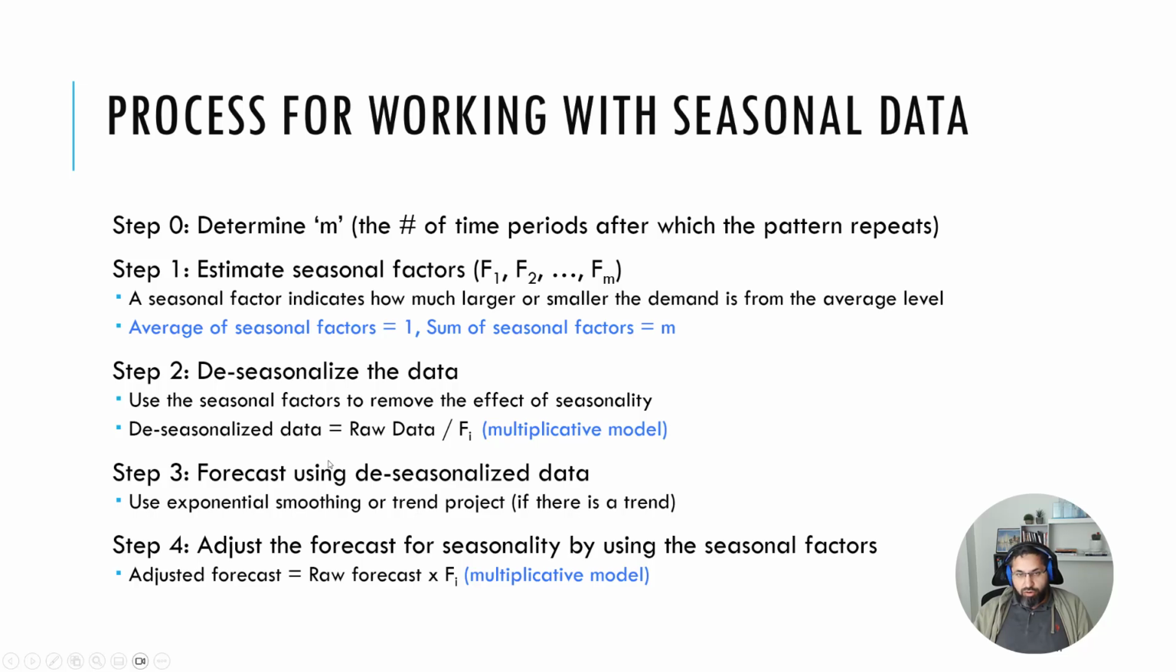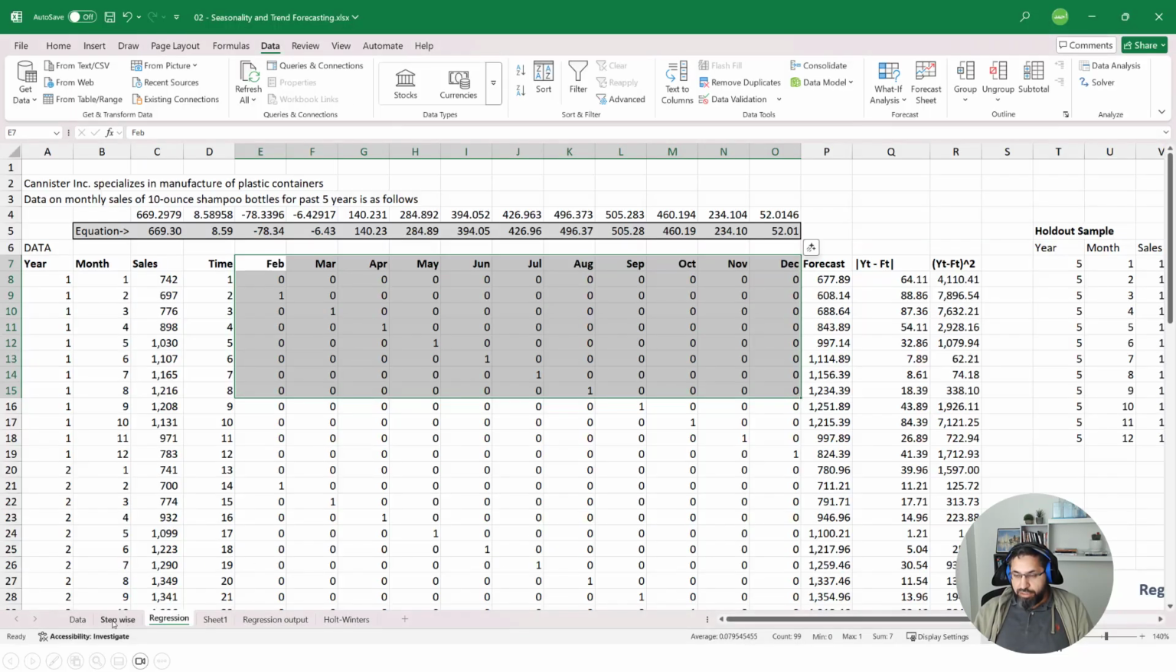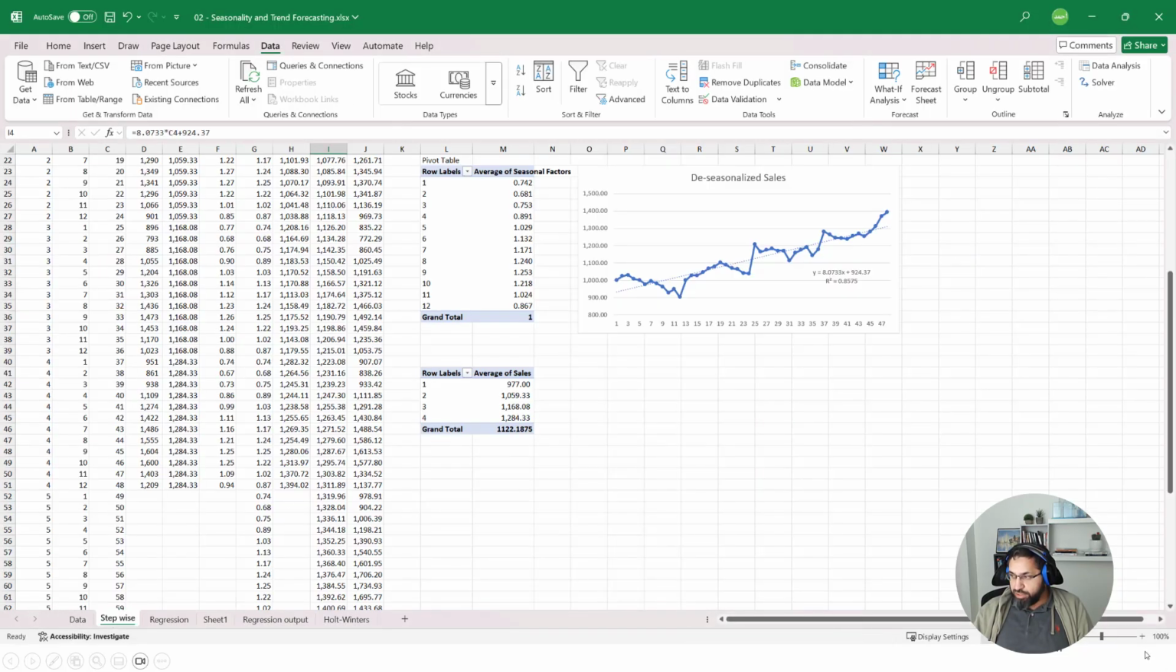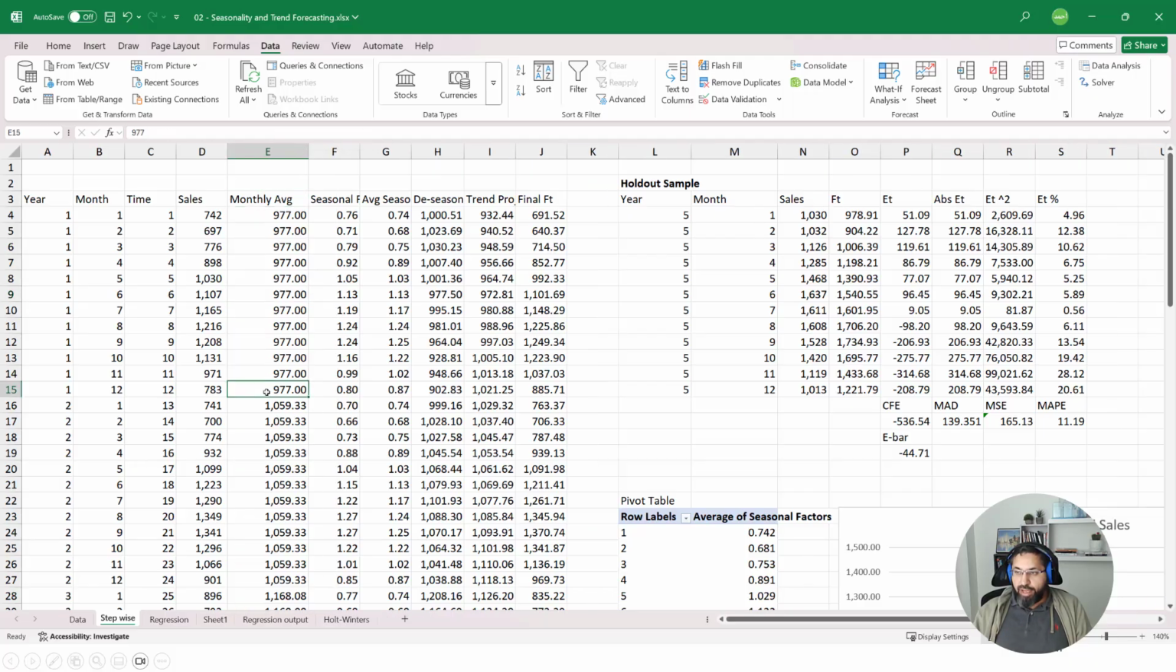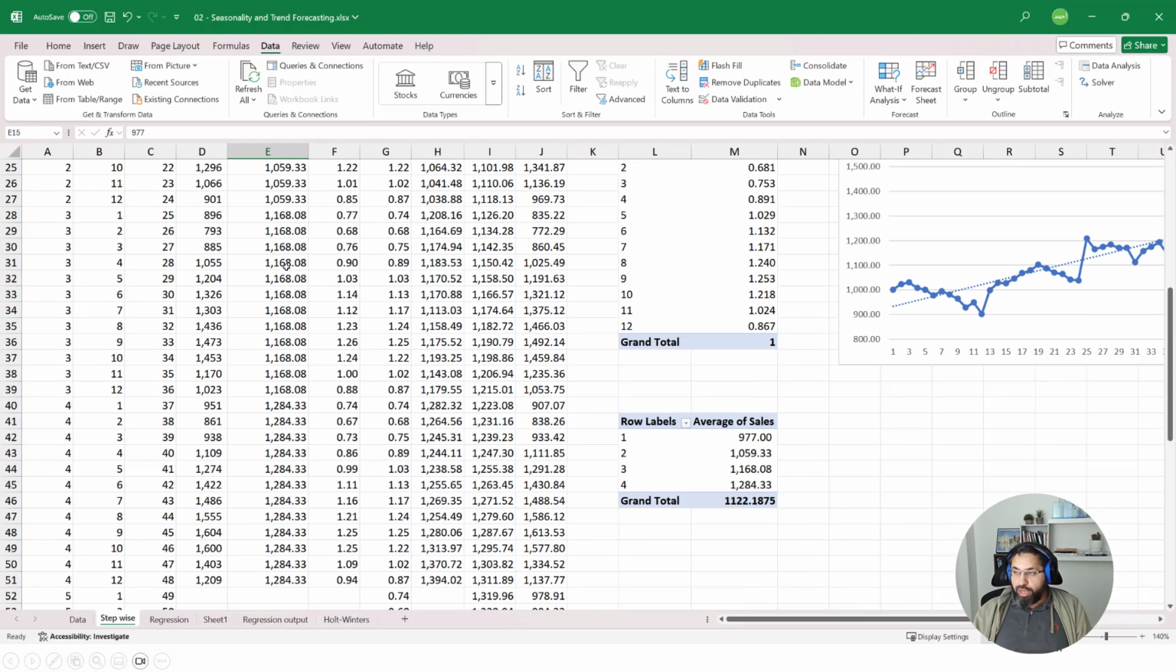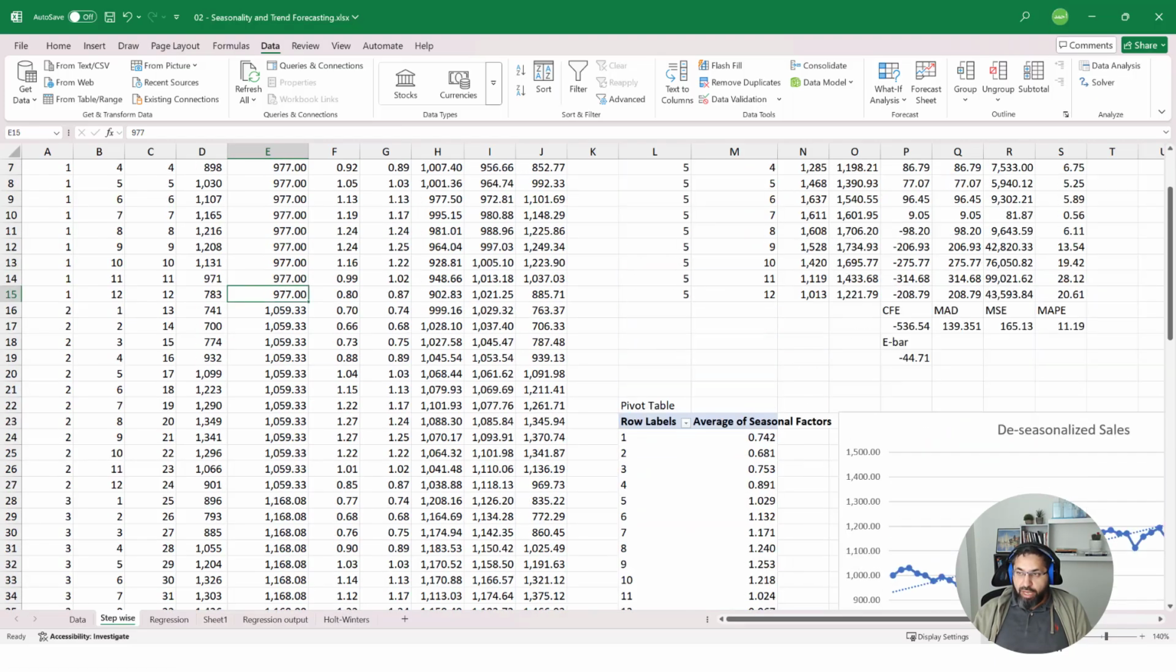So let's go back to Excel, and this is shown in the stepwise Excel sheet, where you have your year, your month, your time variable, which keeps going up and does not wrap around after 12. You have your sales data. And then what you want to do is calculate the average for each year. And the way you can do that is using a pivot table.